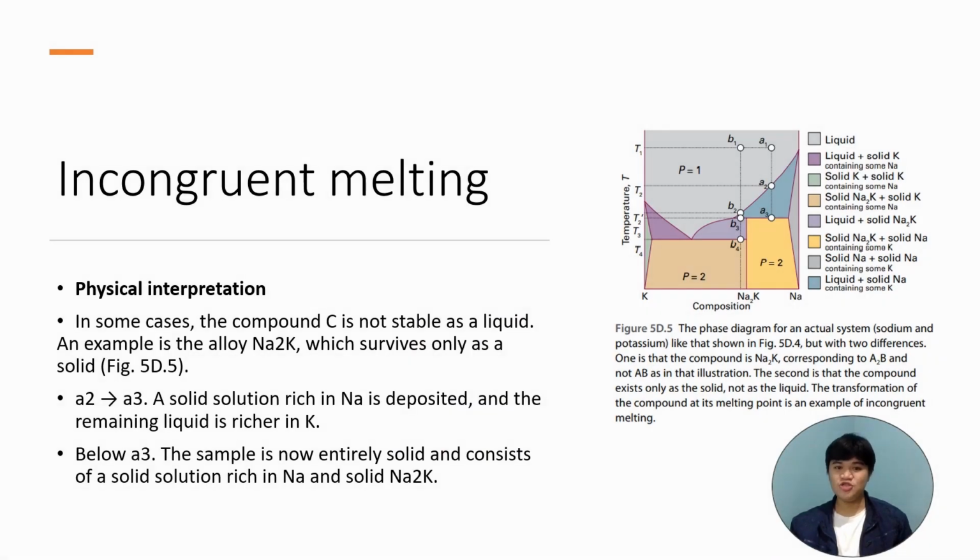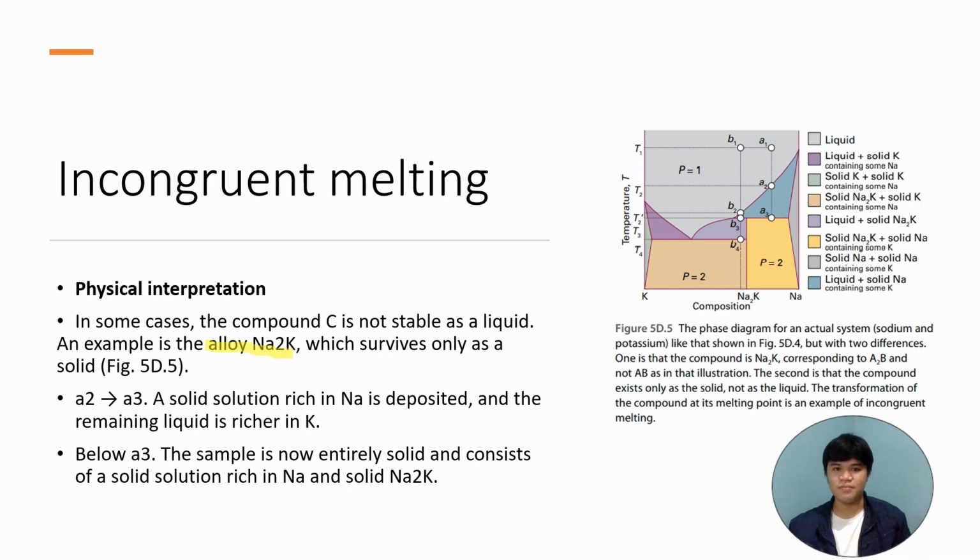Let us move on to incongruent melting. By definition, incongruent melting is a melting wherein a phase melts to a liquid with a composition different from the solid and produces a solid of different composition to the original solid. In short, it is said to be incongruent because once you melt the solid, like for example this alloy Na2K, the chemical composition produced is not the same as Na2K anymore. It means it is already a different compound.